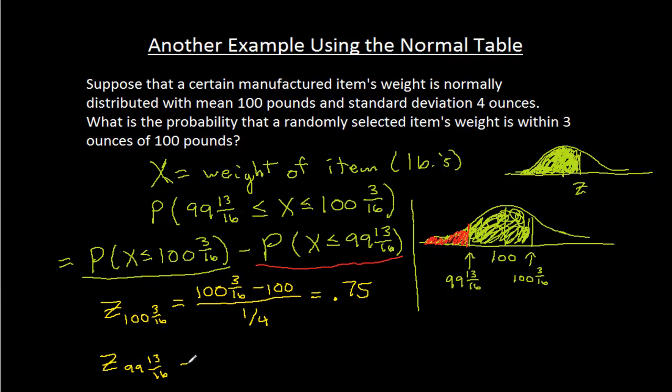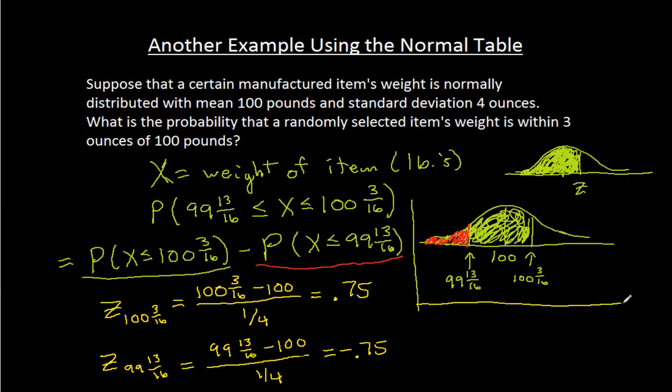And then for 99 and 13/16, we have 99 and 13/16 minus 100 over 1/4. On top I'll have negative 3/16, and then I divide by 1/4, and I get negative 0.75. I'm going to end up running out of room here, so I'll just write over in this area.